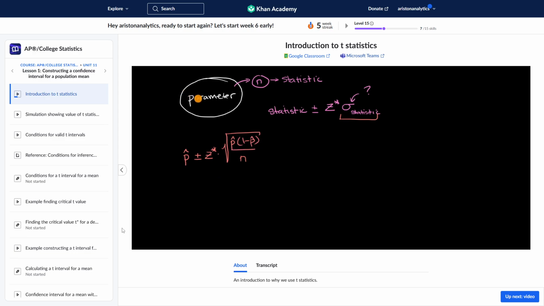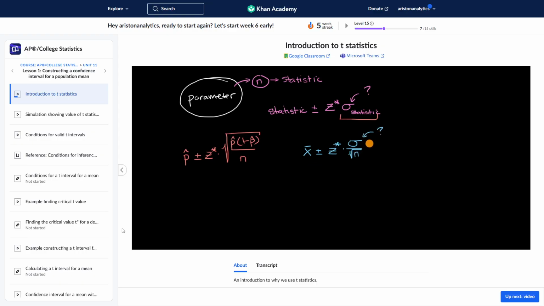If the parameter we're trying to estimate is the population mean, then our statistic is going to be the sample mean. So in that scenario, our statistic is our sample mean plus or minus z star. Now, if we knew the standard deviation of this population, we would know what the standard deviation of the sampling distribution of our statistic is. It would be equal to the standard deviation of our population over the square root of our sample size.